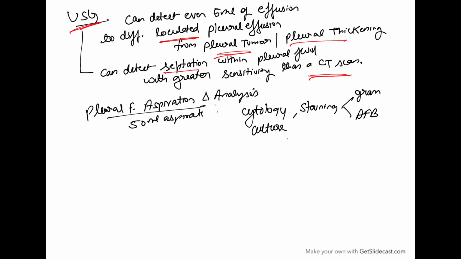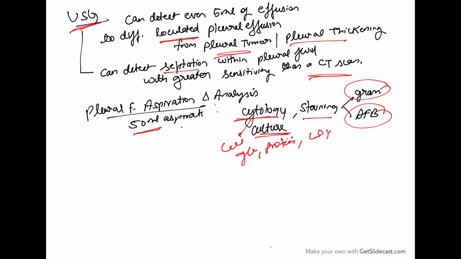Then we do the pleural fluid aspiration analysis. Usually 50 ml is aspirated, then it is sent for cytology, Gram staining, as well as acid-fast bacilli staining and culture. Okay, and cytology, cells, glucose, protein content, LDH level, all of these things are screened for. Okay, so now we'll continue in the next lecture.